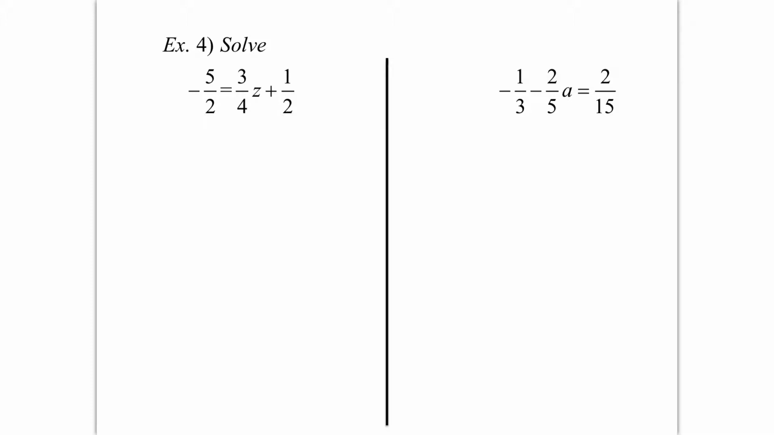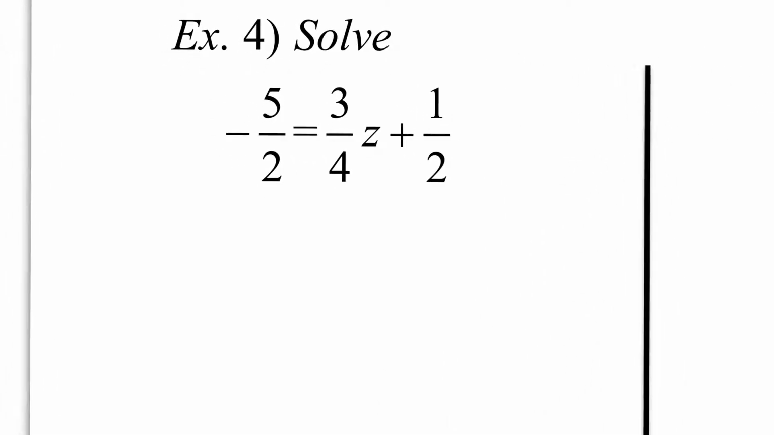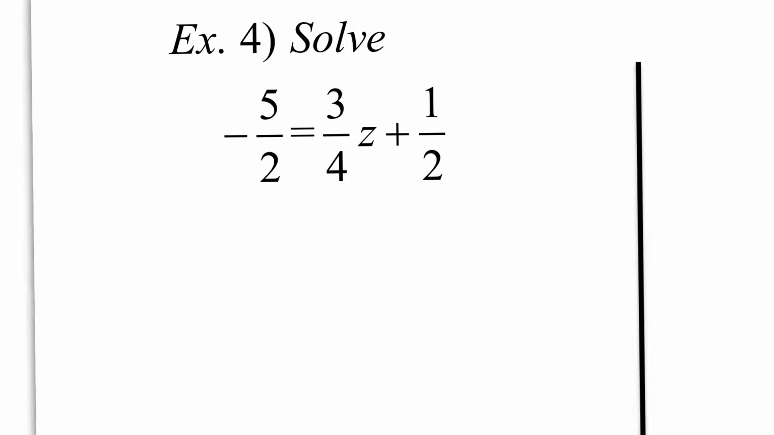So if you look at this one here, you have negative 5 over 2 equals 3 over 4 z plus 1/2. Well, the denominators, we have a 2 and we have a 4. So the lowest common denominator is going to be 4, because 2 goes into 4 and 4 goes into 4. So I need to multiply every fraction, everything on the left side and the right side, by 4, because that is the lowest common denominator. And let me just write that down here so you guys can know: LCD, the lowest common denominator, is 4.